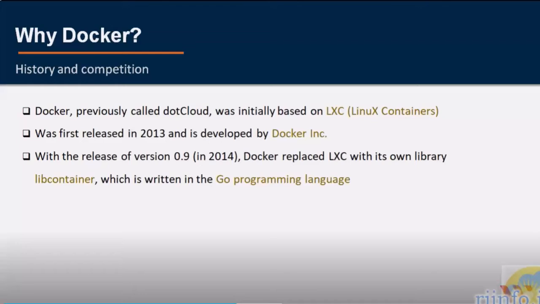Linux Containers, also known as LXC, provides utilities to run and manage containers. Initially, Docker used LXC utilities, but later it switched to libcontainer. Libcontainer provides an interface to Linux kernel facilities like cgroups and namespaces, and is written in the Go programming language. Now, cgroups, or control groups, and namespaces are the basic building blocks of containers.